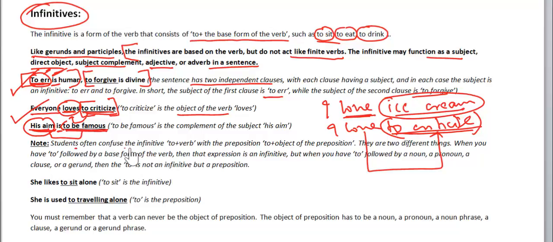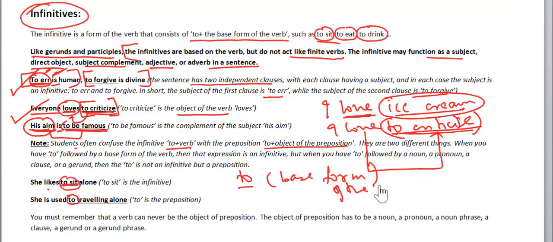Students often confuse the infinitive to plus verb with the preposition to plus object of preposition. They are two different things. Please understand, to can also be a preposition, right? So she likes to sit alone. Here to sit basically is the infinitive. She is used to, this to is basically a preposition, right? So if you have to, and after this you have some kind of base form of the verb, then this is basically the infinitive. If you have to and then followed by the base form of the verb, then this is an infinitive.